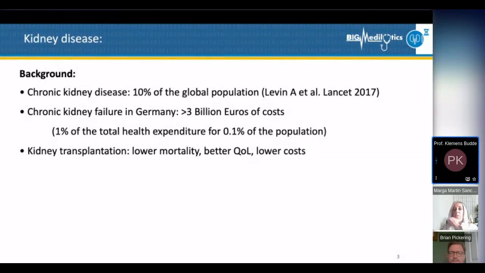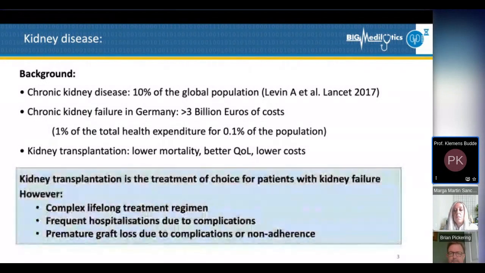And the treatment of choice is kidney transplantation because it has a lower mortality, a better quality of life, and lower cost. And this combination, I think, makes it unique that someone has a better quality of life, lower mortality, and it costs less. Normally in chemotherapy, you have to pay for every quality of life years gained. So kidney transplantation is a treatment of choice, but it is a complex lifelong treatment.